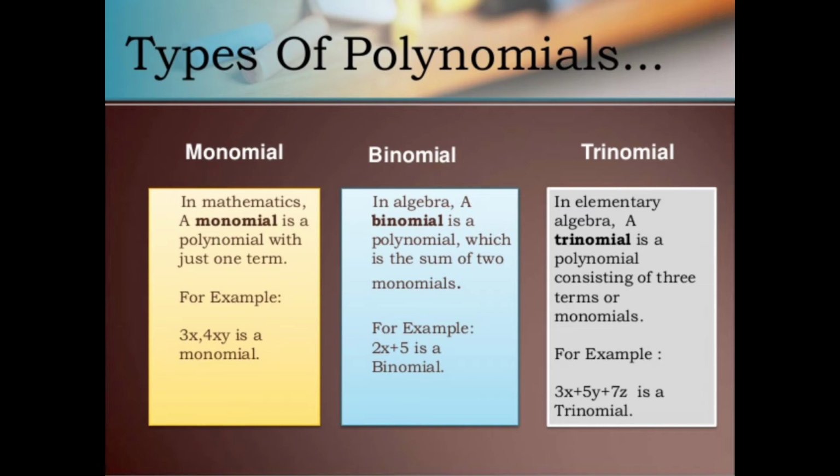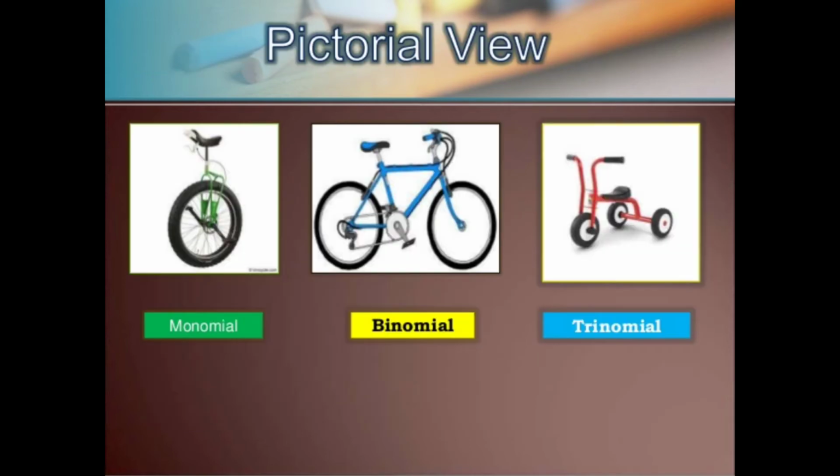Binomial. In algebra, a binomial is a polynomial which is the sum of two monomials. For example, 2x plus 5 is a binomial. In elementary algebra, a trinomial is a polynomial consisting of three monomial terms. For example, 3x plus 5y plus 7z is a trinomial. This bicycle with only one wheel is a monomial, and this is a usual bicycle which is binomial, and this is a trinomial.